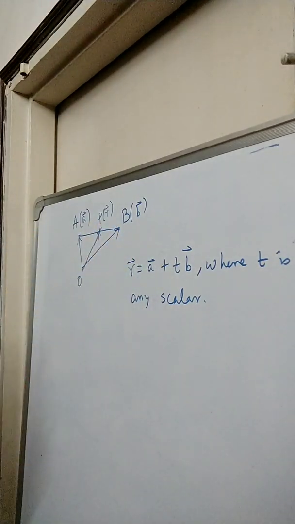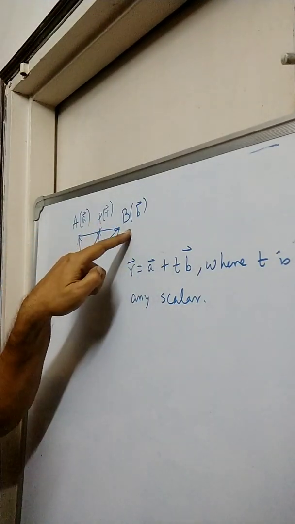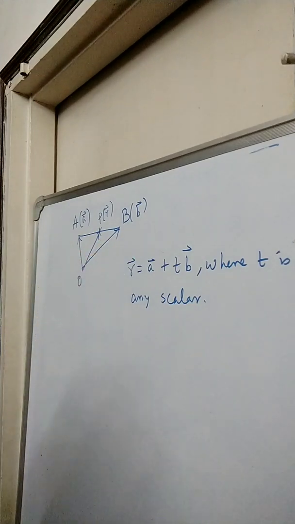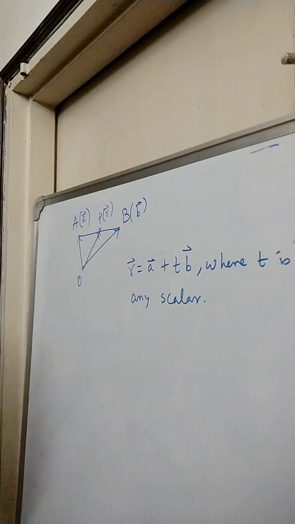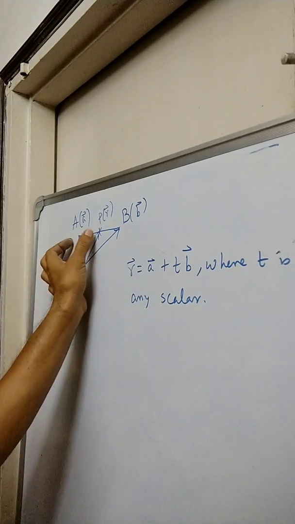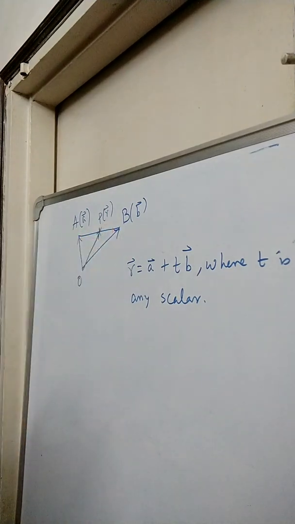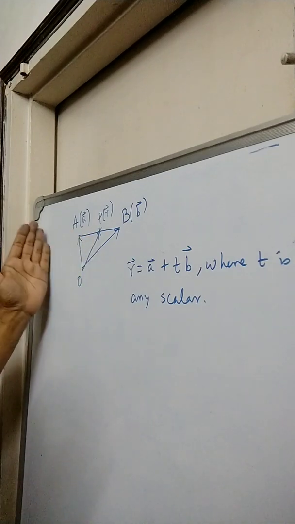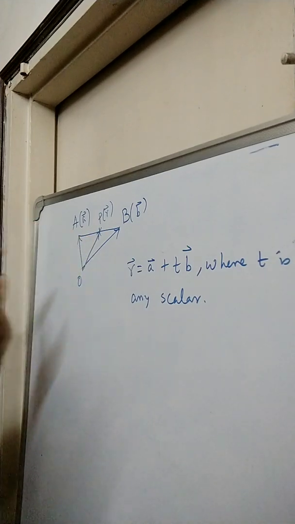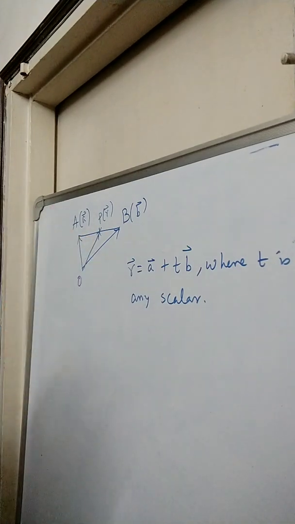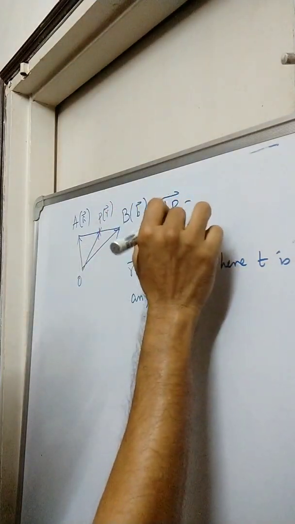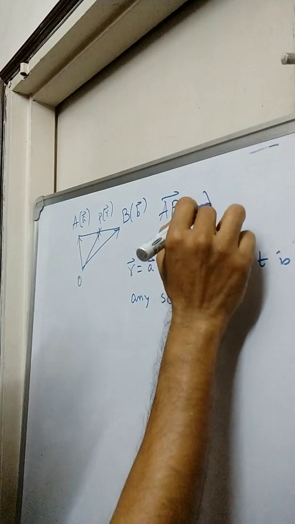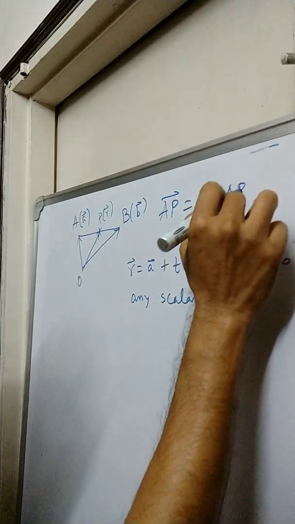And we know from geometry that whenever 2 fixed points are given, there is one and only one straight line through these 2 fixed points. And we can easily see that AP is a part of AB. If P is outside AB, then also AP is a part of AB. So we can easily write AP equal to some scalar lambda into AB.